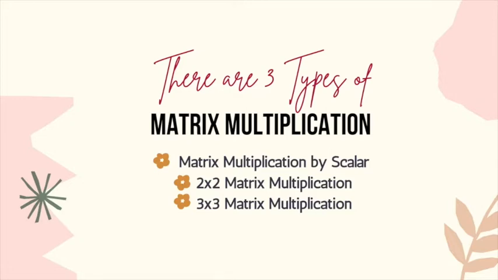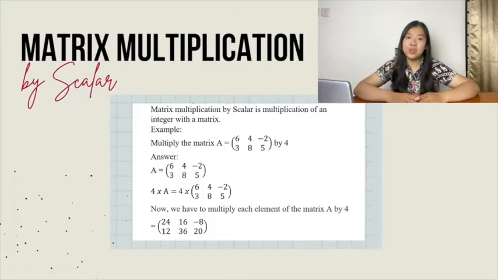The first is matrix multiplication by scalar. Second is 2 by 2 matrix multiplication. And the last is 3 by 3 matrix multiplication. First, matrix multiplication by scalar. Matrix multiplication by scalar is multiplication of an integer with a matrix.